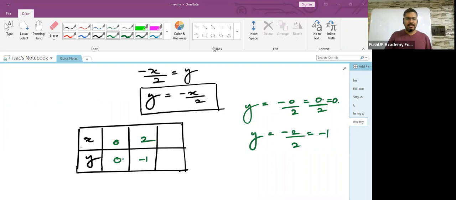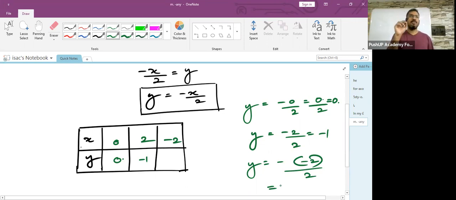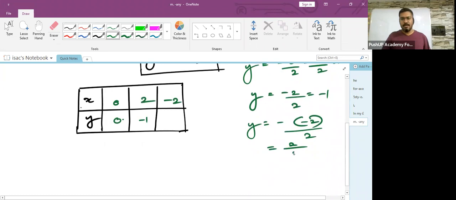All right. So I'm taking x is equal to what? Minus 2. So how much will be y? Minus of minus 2 divided by 2. Children, please be careful at this point. It's minus x by 2. The value of x is taken as minus 2, right? So y will be minus of minus 2 divided by 2. Minus of minus 2 is positive 2 divided by 2. And 2 by 2 is 1. So you get y is equal to 1.